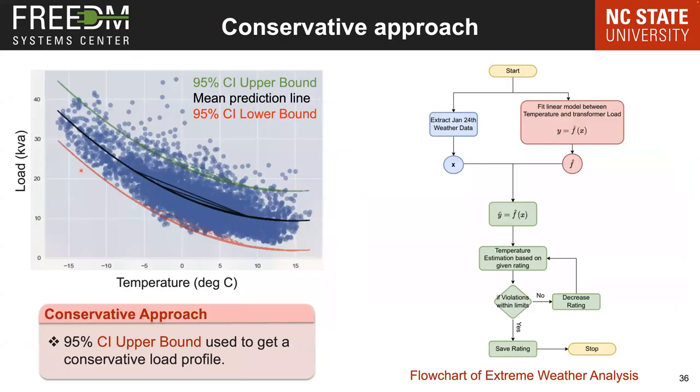So again, we'll build a 24-hour profile for January 24 based on the January 24 temperature data. You'll select the temperature points, get the load value, build the load profile, and then you'll again carry out the search space type criteria that we proposed earlier, and then you'll come up with the rating of the transformer.